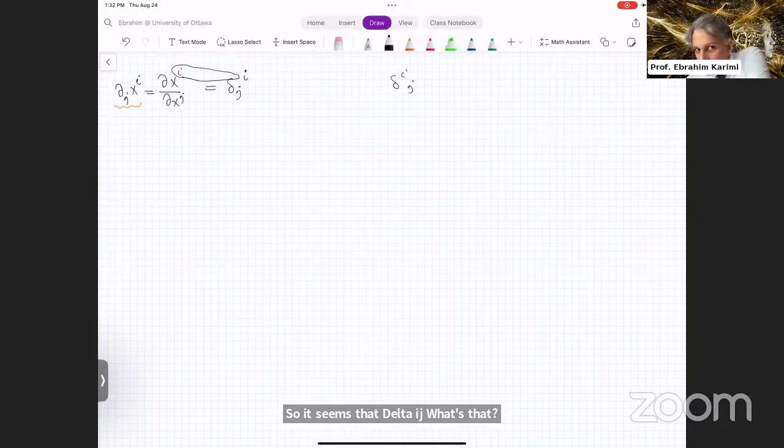Is it a scalar? Is it a tensor? If it's a tensor, which kind of tensor is it? Can you type in the Q&A?